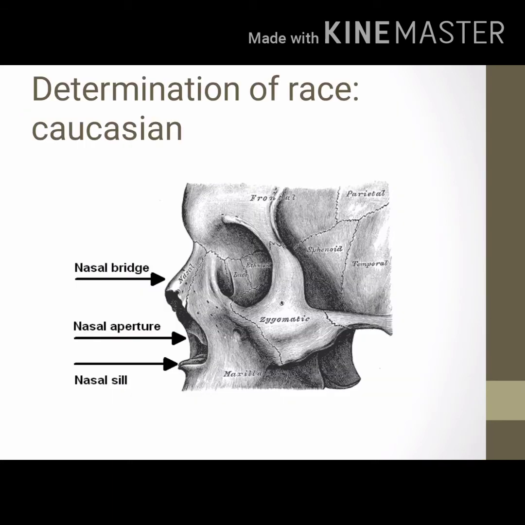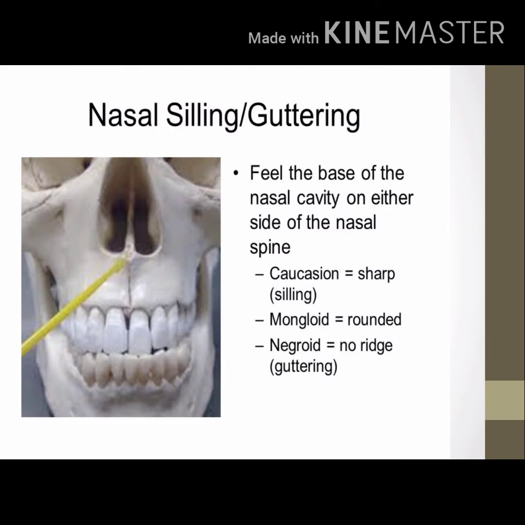Determination of race, Caucasian. The picture shows the orbital opening is rectangular or square. The nasal spine is very small. The next picture is nasal sill or guttering. Feel the base of the nasal cavity on either side of the nasal spine. Caucasian: sharp sill; Mongoloid: rounded; Negroid: no ridge, guttering.